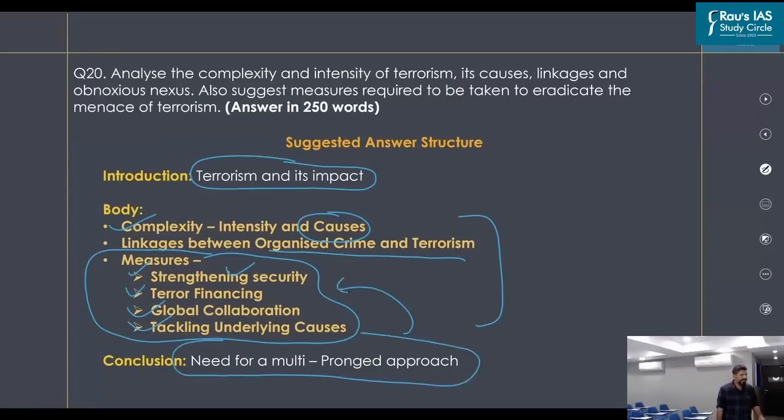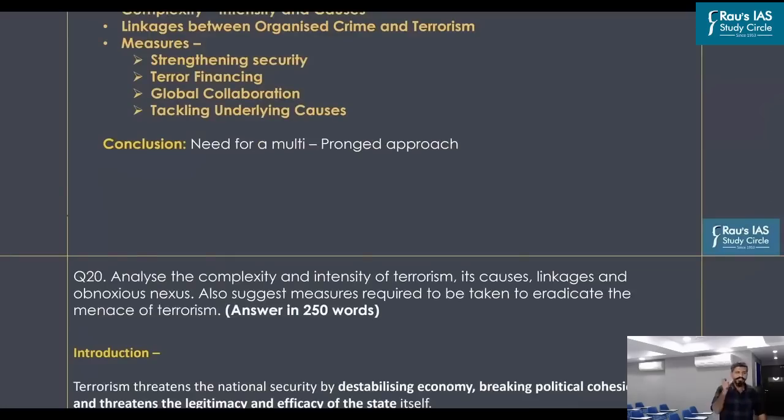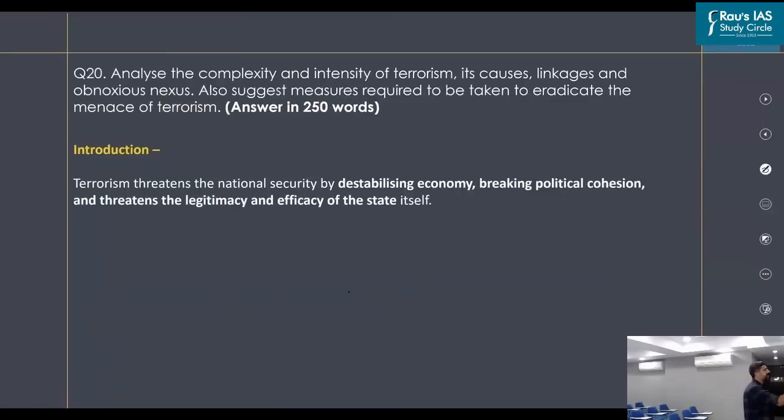Right? So let us look at a model introduction for this question. What we discussed in the class related to the complexity of the issue of terrorism, you could have highlighted that terrorism threatens national security by destabilizing the economy, breaking political cohesion, and threatening the legitimacy and efficacy of the state itself. This could have been a simple introduction to this question.